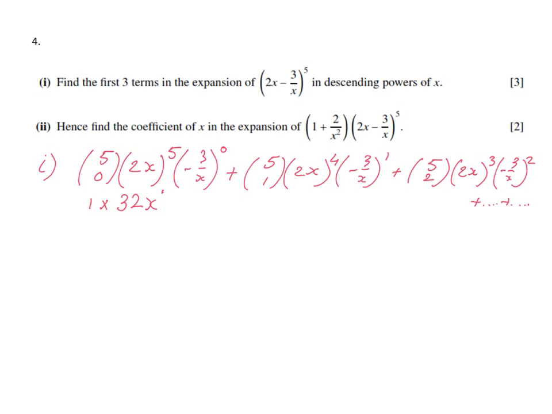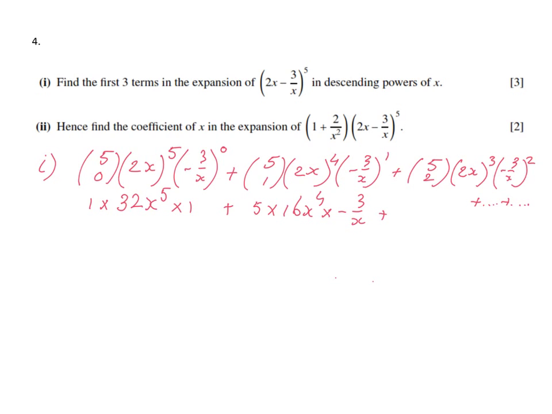32 x to the power 5 times 1 plus, so this one will be 5 times 2 to the power 4. Oh, I don't need a bracket there. Can I take that away, that bracket? Yes, I can. 5 times 2 to the power 4, so 16 x to the power 4 times minus 3 over x to the power 1. And don't forget it's times.